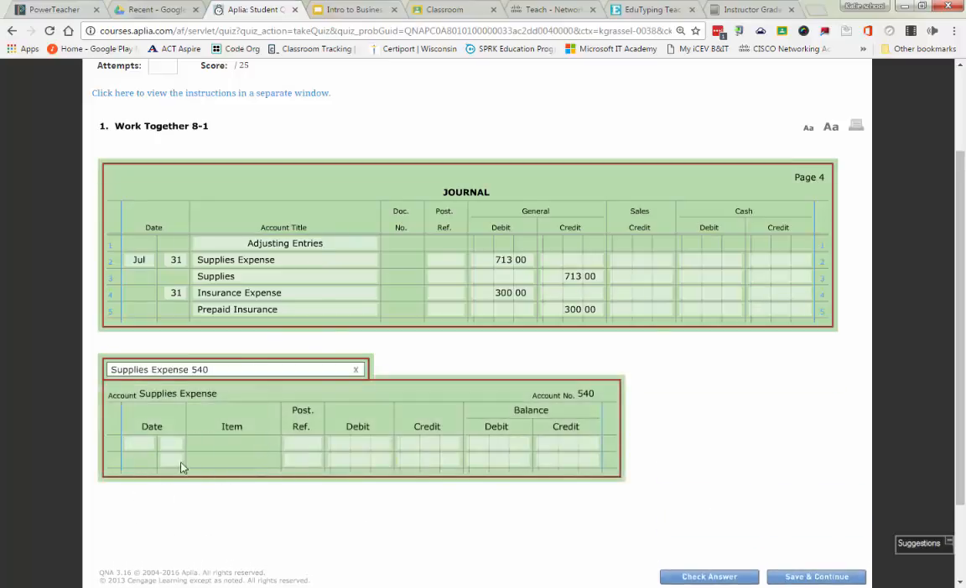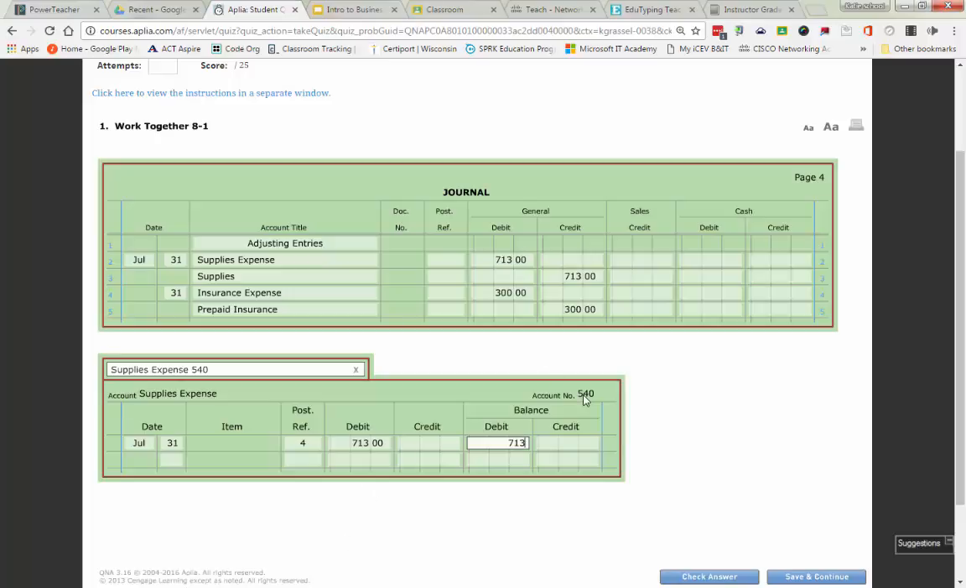There is nothing already recorded in supplies expense, so I'm going to put the month of July, date of the 31st. What's my post reference? Why 4, Carly? We're on page 4 of our journal. So when we look up at the upper right-hand corner of my journal, it says 4. So that tells me that I am getting this from page 4 of the journal. And then this is going to be debited for $713. Previously had a zero balance, so its new balance is a debit of $713.